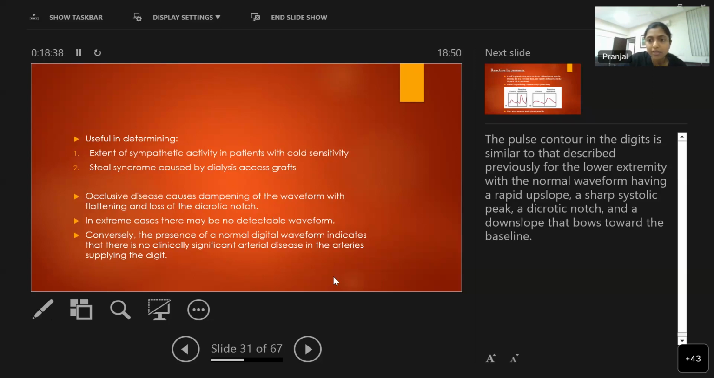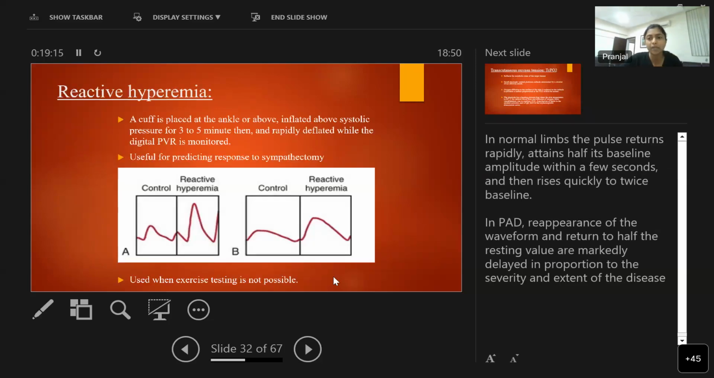The pulse contour in the digits is similar to that described for a lower extremity. It also has a normal waveform, like a rapid upslope, a sharp systolic peak, a dicrotic notch, and a downslope that bows towards the baseline, just like the PVR waveform. Occlusive disease causes dampening of the waveform with flattening or loss of the dicrotic notch. In extreme cases, there may be no detectable waveforms. Conversely, the presence of a normal digital waveform indicates that there is no clinically significant arterial disease in the arteries supplying the digits.